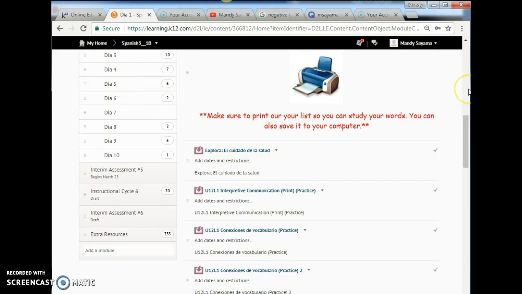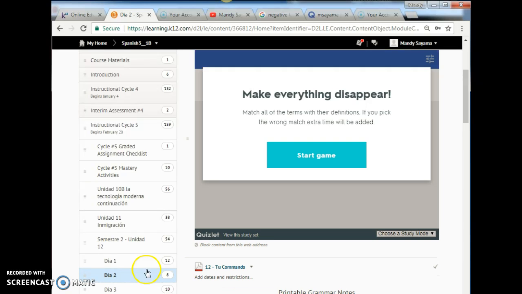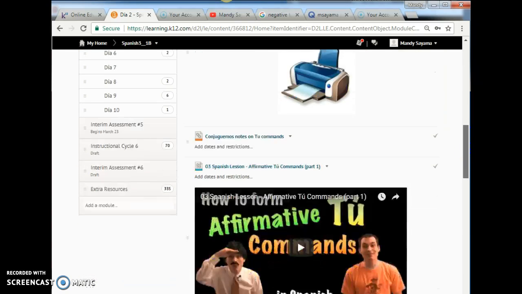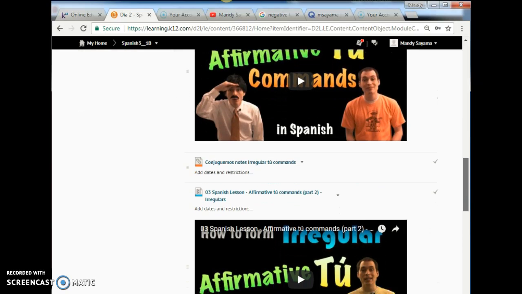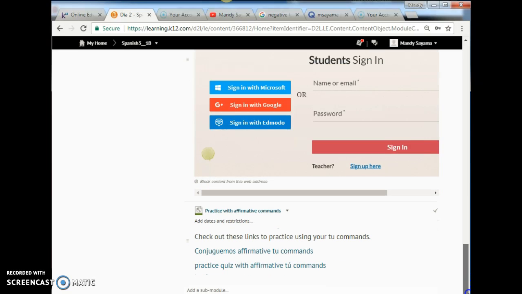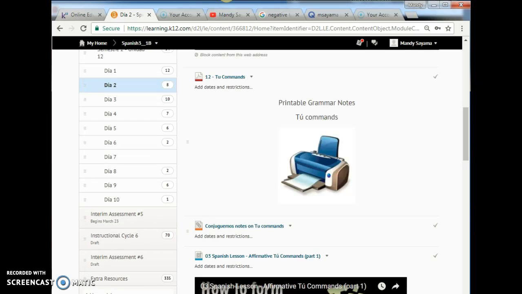Day 2, we start talking about la gramática. My computer's not cooperating. On day 2, we start talking about negative tú commands. There are some videos on here. There's some printable notes. There's some Conjuguemos activities. We've got Señor Jordan. We've got a Wiser Me activity to do and some games. So that will get you caught up through today.